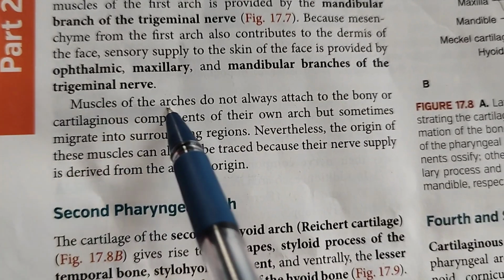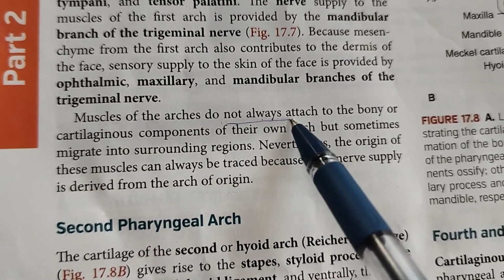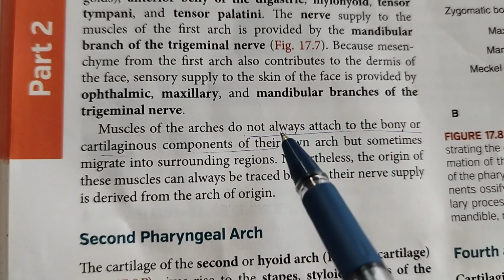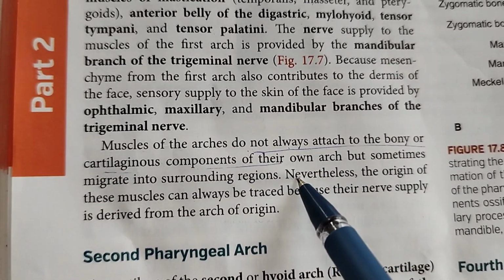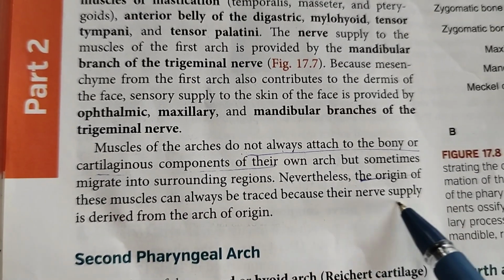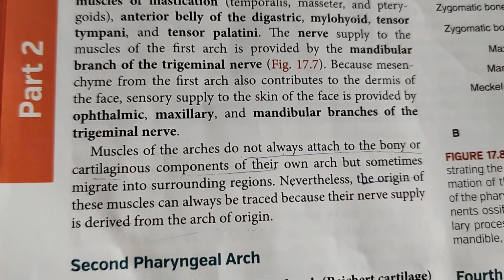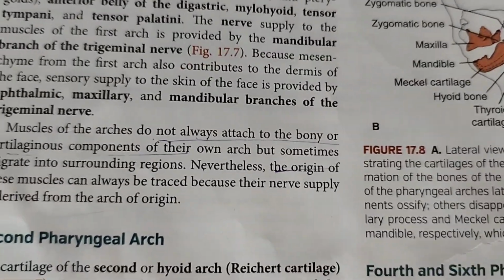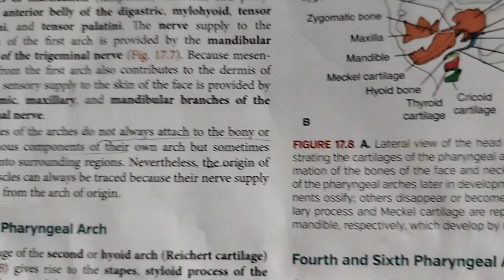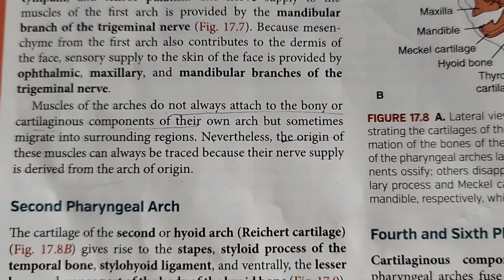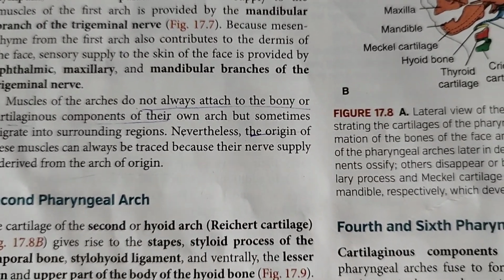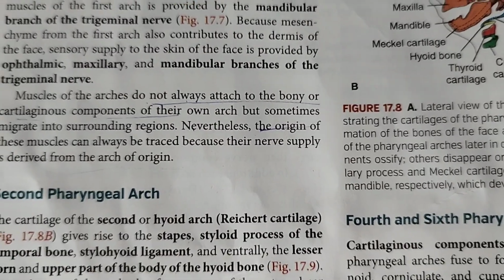Remember that muscles of the arches do not always attach to the bony or cartilaginous components that are derived from the same arch. But the origin of these muscles can always be traced because their nerve supply is derived from the arch of origin. So, we can trace from where the muscle has derived by seeing its nerve supply, not by seeing its bony attachment or cartilaginous attachment.